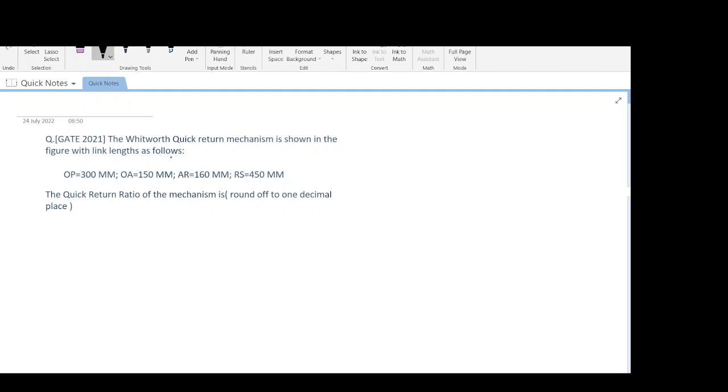Okay, so today we will see a GATE previous year question. The Whitworth quick return mechanism is shown in the figure, and the figure is like this.